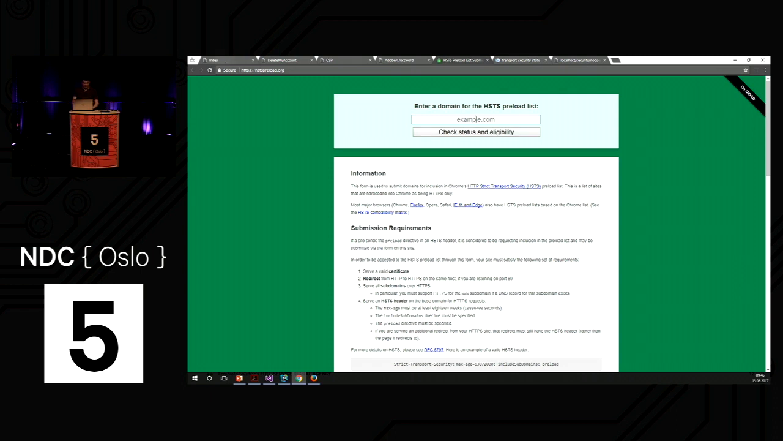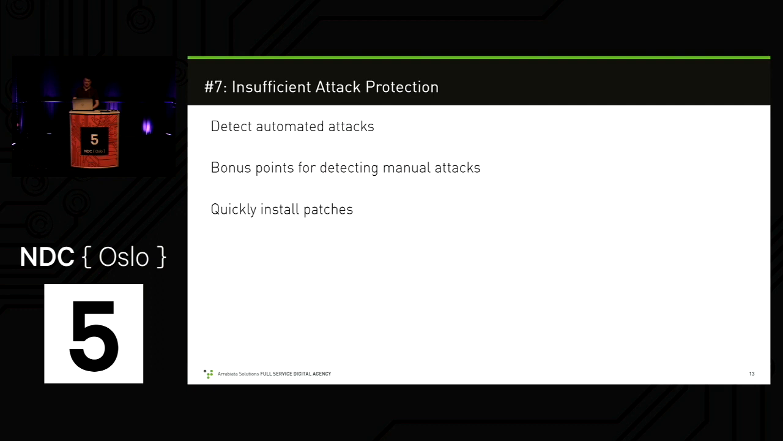All right, number 7, and number 7 sounds a bit weird. Insufficient attack protection. Okay, well, if I have an application and I have a security incident, yes, I did have insufficient attack protection. So what is this point all about?